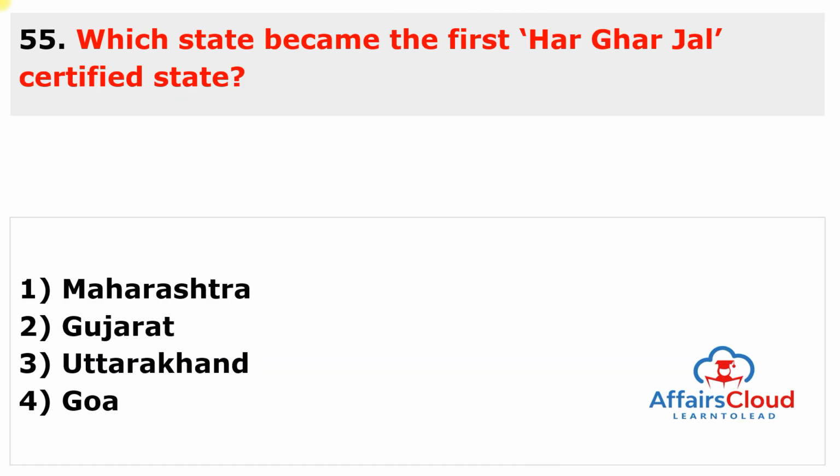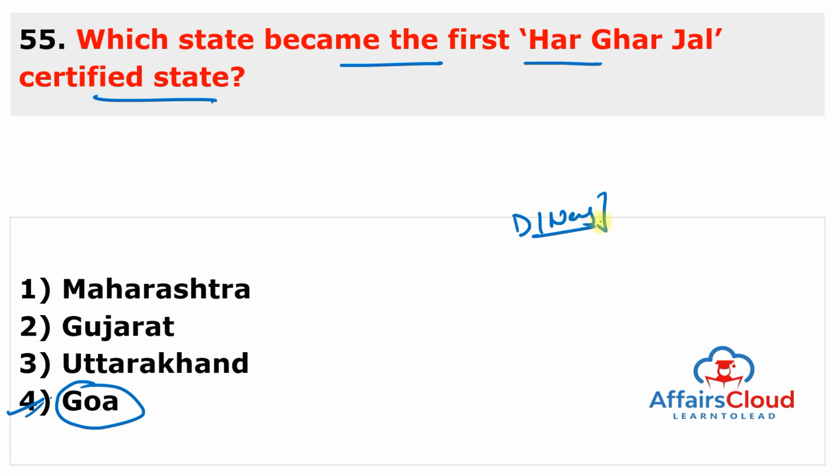Moving to next question. Which state became the first Har Ghar Jal certified state? Har Ghar Jal certified state, and this is the state of Goa. So the answer of this question is 4. So Goa became the first Har Ghar Jal certified state, while Dadra and Nagar Haveli and Daman and Diu became the first Har Ghar Jal union territory in India. So all 2.63 lakh rural households of Goa and 85,000 of Dadra and Nagar Haveli and Daman and Diu have access to potable water through tap connections.